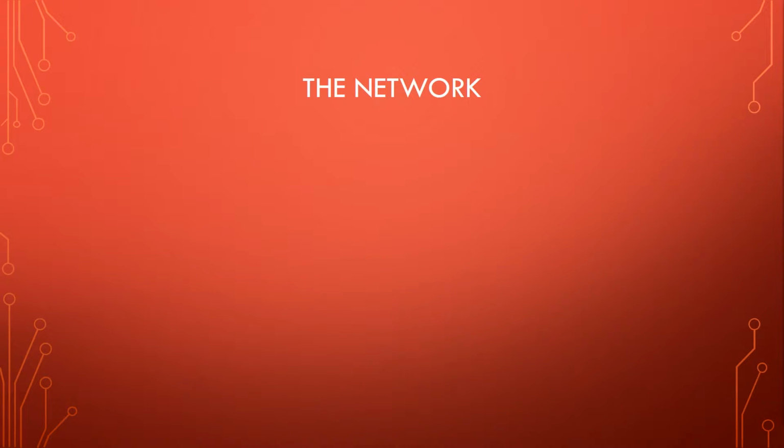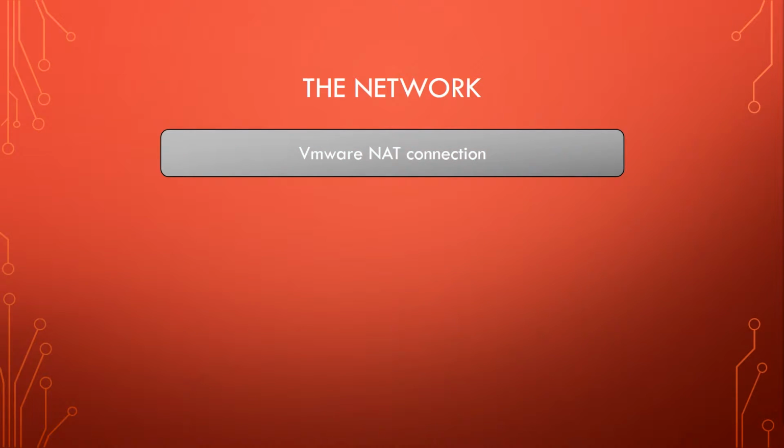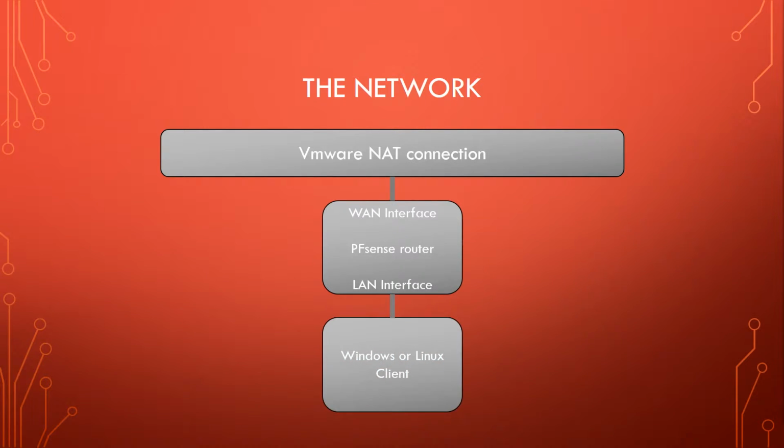Next, the network. So we are going to create a new network behind the pfSense router. For this we need the VMware NAT connection, and this connection will provide the pfSense router via DHCP with an IP address to connect to the computer's network interface. Then we install pfSense with 2 network interfaces, a WAN interface and a LAN interface. And then we connect our Windows or Linux client to the LAN interface.